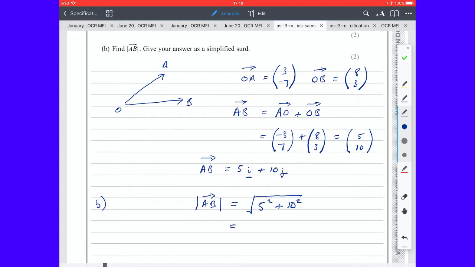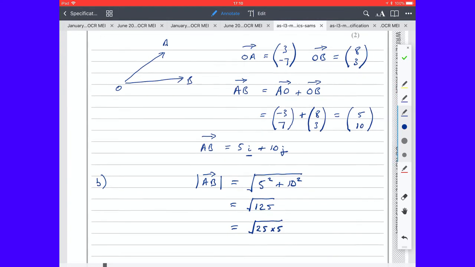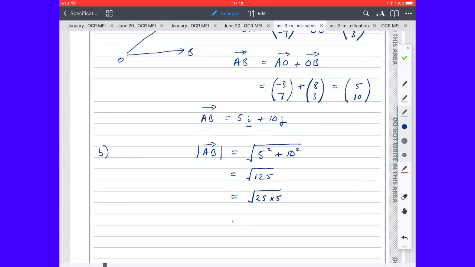5 squared is 25, 10 squared is 100, so that's the square root of 125. We're asked to give this as a simplified surd, so I can write that as the square root of a perfect square that's a factor in 125, which would be 25. I can write 125 as 25 times 5. And then finally I pull out the square root of 25 to give 5 root 5.